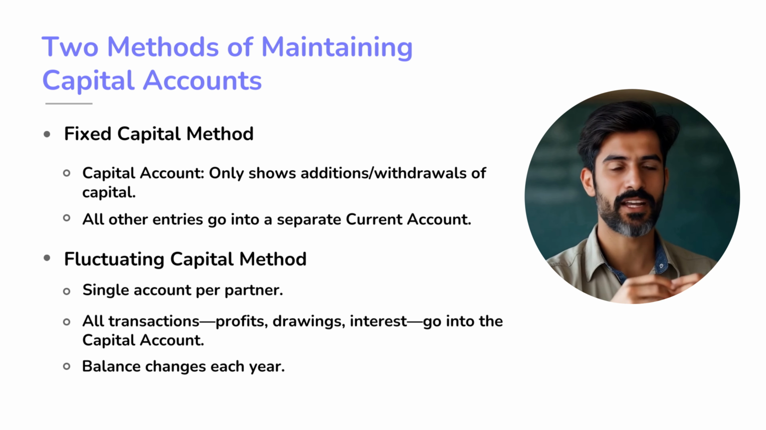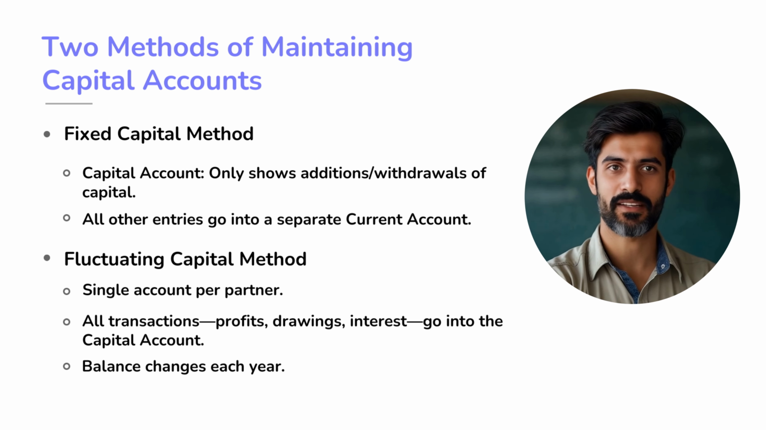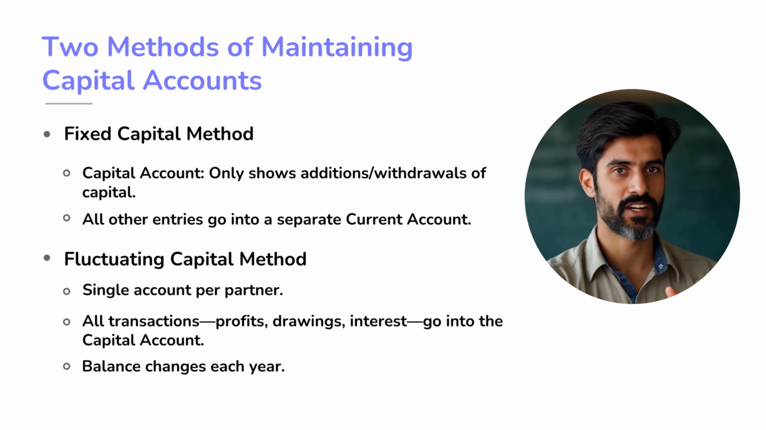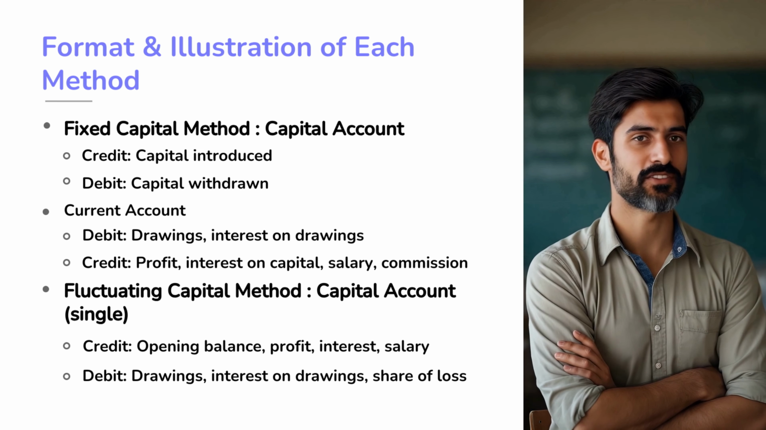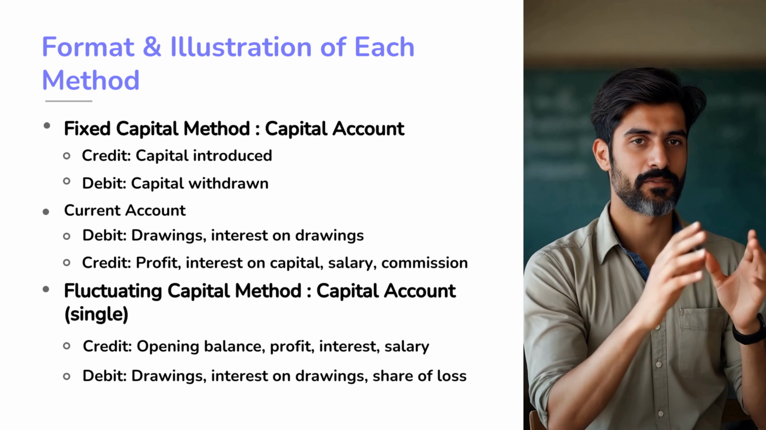2. Fluctuating capital method. This one's simpler, just one account per partner. All entries, profits, drawings, salary, interest are recorded directly in the capital account. Because these amounts vary, the balance fluctuates every year. Now let's take a closer look at how these capital accounts are structured under each method.